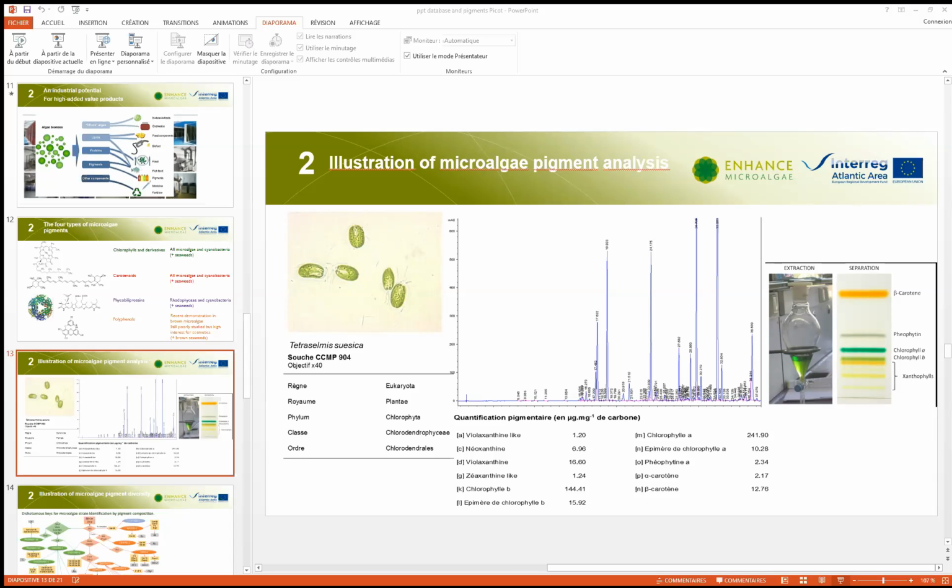So I added some interesting references if you want to have a look, and particularly for carotenoids, the Japanese database is of high interest. And I would like to thank you for your attention. If you have any question, I would be very glad to answer.